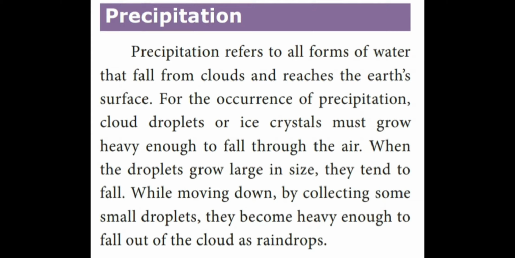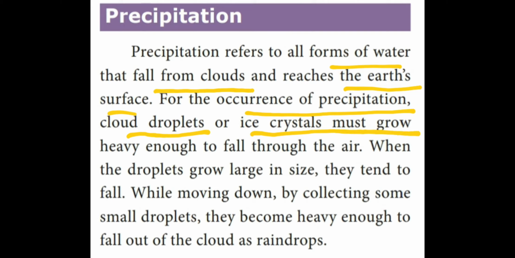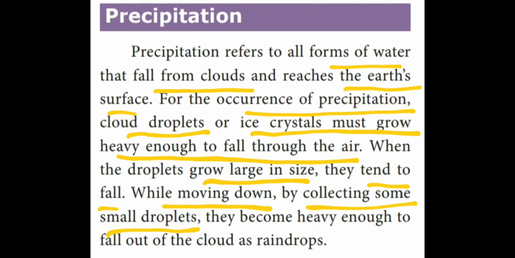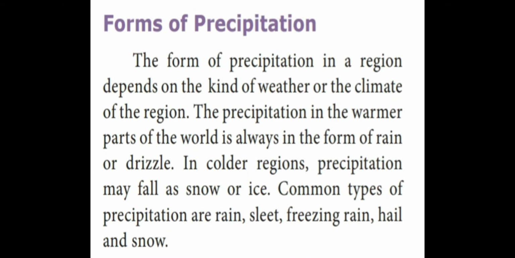Next we are going to see precipitation. Precipitation refers to all forms of water that fall from clouds and reach the earth's surface. For the occurrence of precipitation, cloud droplets or ice crystals must grow heavy enough to fall through the air. When the droplets grow large in size, they tend to fall. While moving down, by collecting some small droplets, they become heavy enough to fall out of the cloud as raindrops.